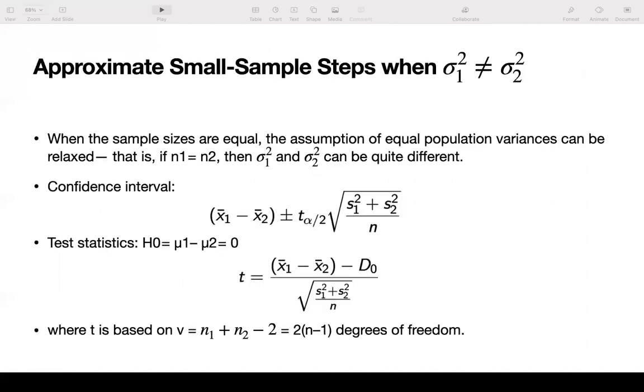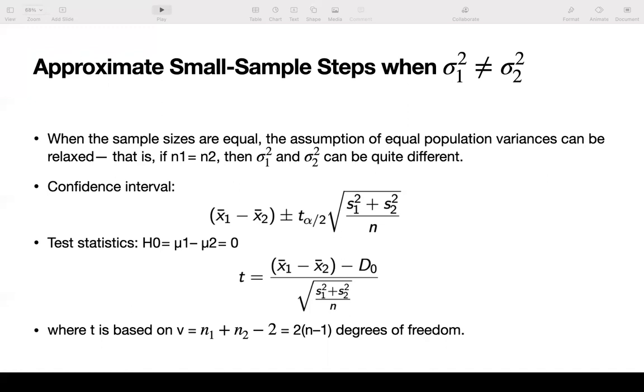Next we'll talk about approximate small sample methods where sigma 1 squared does not equal sigma 2 squared. The first case is such that the sample sizes are equal and the assumption of equal population variances can be relaxed. That is, if the sample sizes are equal, then sigma 1 squared does not equal sigma 2 squared. We have a formula for the confidence interval, which equals the difference between the means plus or minus t alpha divided by 2 times the square root of the sum of s squares divided by the sample size.